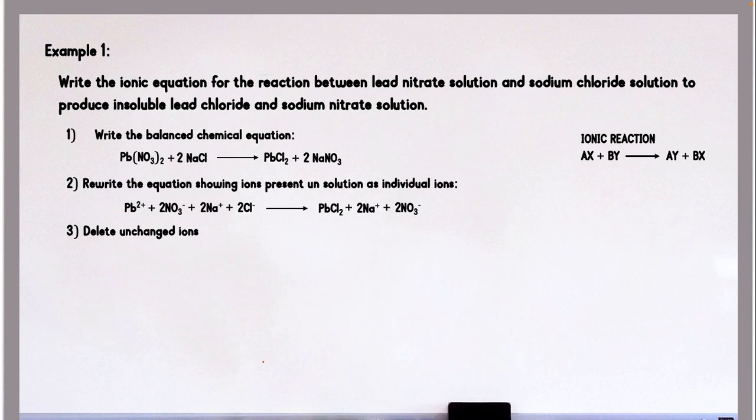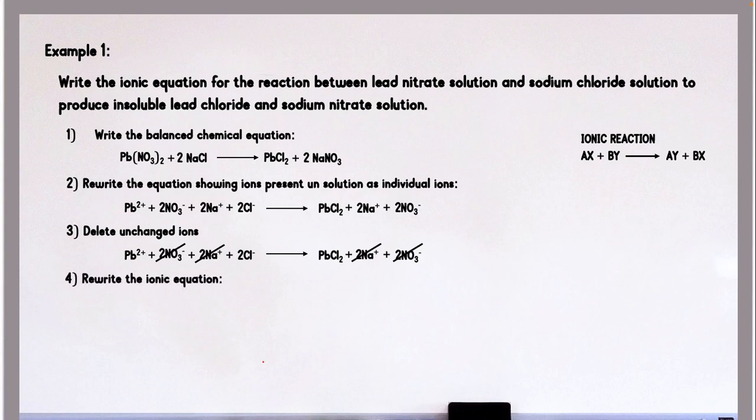So the next step, now that we've finished that, is to delete the spectator ions, which means ions that are the same on the product side and the reactant side. So we're going to rewrite what we had just done and now eliminate the ones that are the same. We have the nitrate and the nitrate, then the sodium and the sodium. And there we have it. Now we just rewrite the ionic equation, where lead plus chloride gives you lead chloride. And that's it. That's all you do.